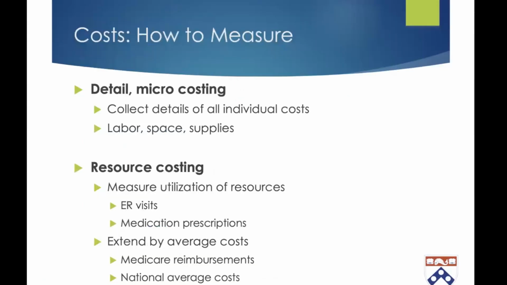So here, getting into the nitty-gritty, how to measure costs. There's really two ways to do it. One is a detailed micro-costing approach, and the second one is resource costing. So with the detailed micro-costing approach, you have to collect the details of individual cost for labor, space, supplies. So this would be the approach that would be needed in your implementation cost in terms of getting the program up and running. So for labor, did you hire a whole new nurse, or are you using your existing staff?